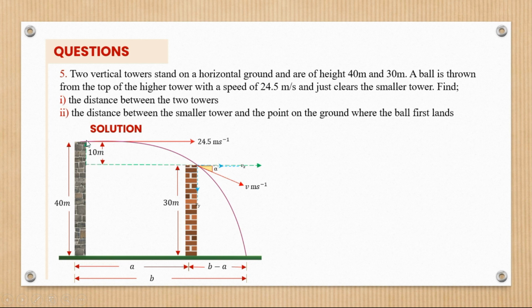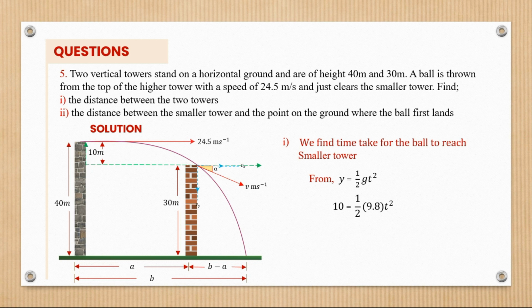And let's first find the time it takes for the ball to reach the tower from that point. Now we can see that the height right here shall be equal to 10 meters, which is the difference between the tallest wall and the shorter wall. So we're going to have 40 minus 30 to get this height. Right, and basically we're going to deal with that portion. So we're going to find the time taken for the ball to reach the smaller tower.